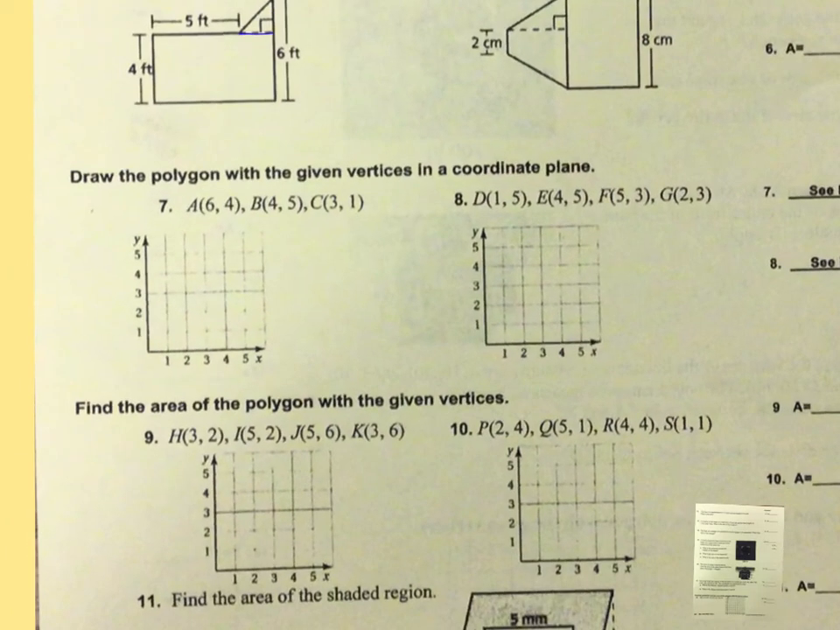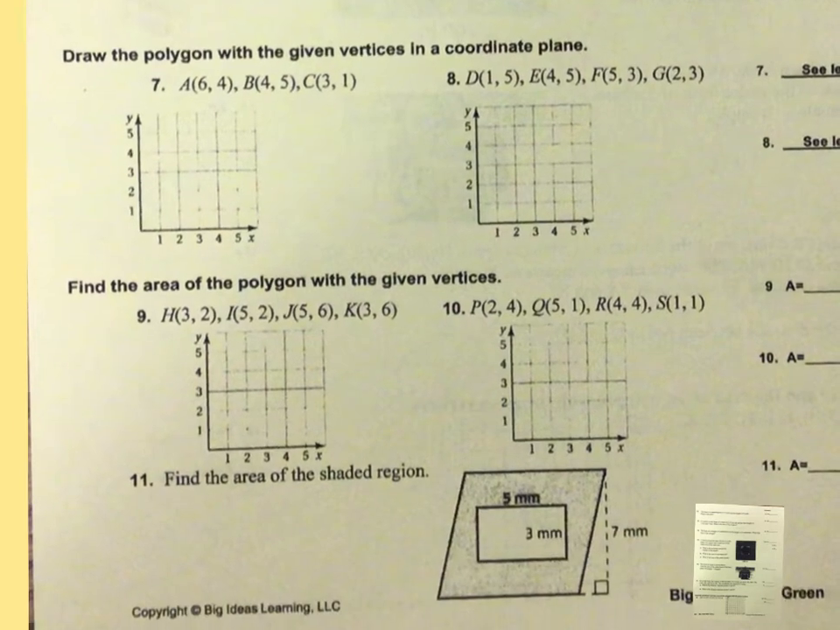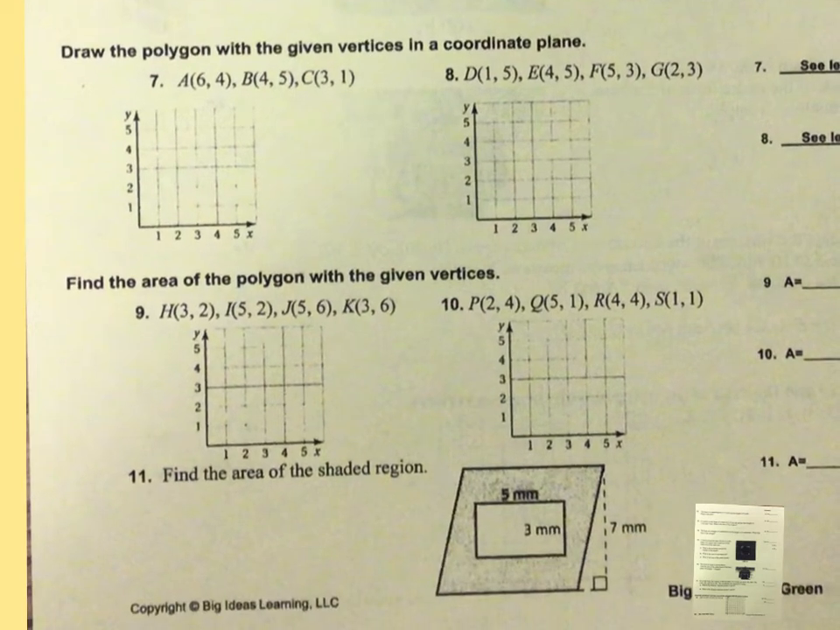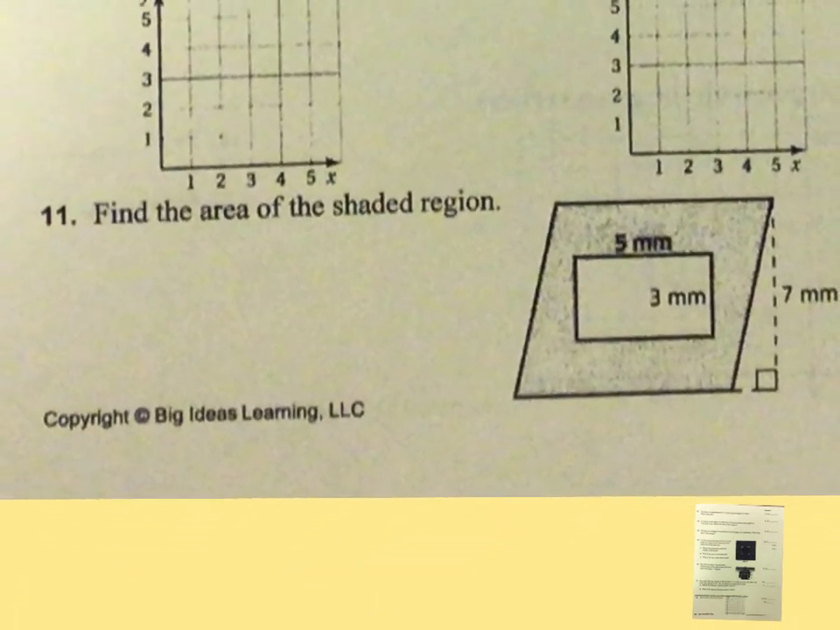These ones are finding the polygon in the coordinate plane. You should be able to do those. I do want to look at number 11. So you're finding the area of both these shapes. Again, we're going to be finding the area of a parallelogram, and we're going to be finding the area of a rectangle.